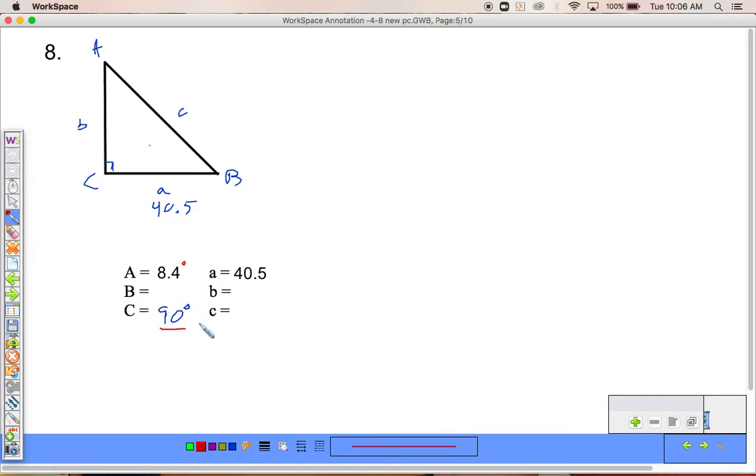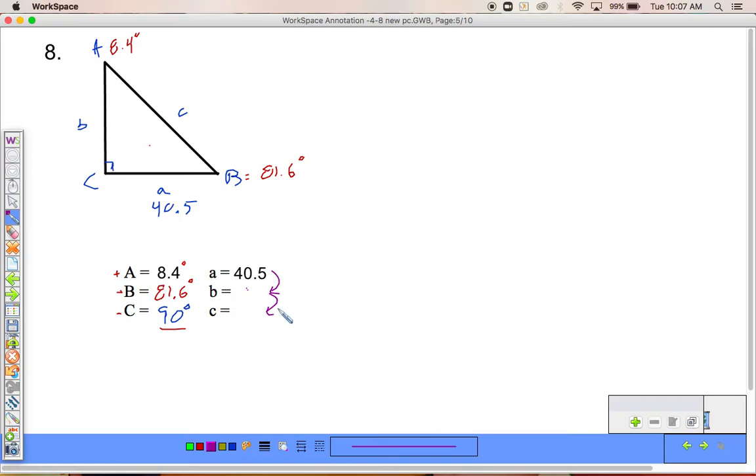And then using our idea that all three of these add up to 180, or these two add up to 90, I get 81.6 degrees for angle B. All right, so when I do this, hopefully remember a little bit from geometry, when you have a triangle like this, the smallest angle is going to have the smallest side, and we know in a right triangle, the largest angle, 90 degrees, is going to have the largest side. So when I find B, it better be larger than 40.5. When I find C, it better be larger than B.